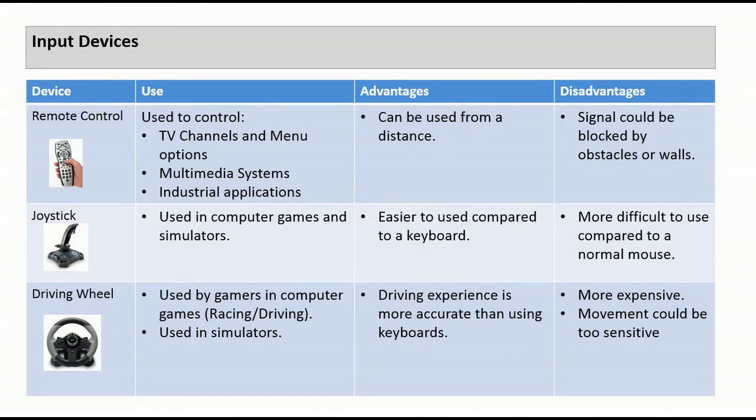Moving on, the next input device we are going to discuss is a remote control. A remote control is used to control TV channels, menu options, any other multimedia systems like maybe speakers, and it has other industrial applications as well. The advantage is that it is an input device that can be used from a distance because it relies on the signal, and the disadvantage is that the signal could be blocked by walls or obstacles.